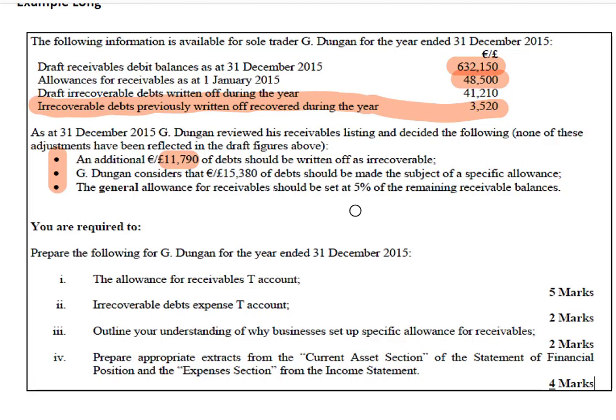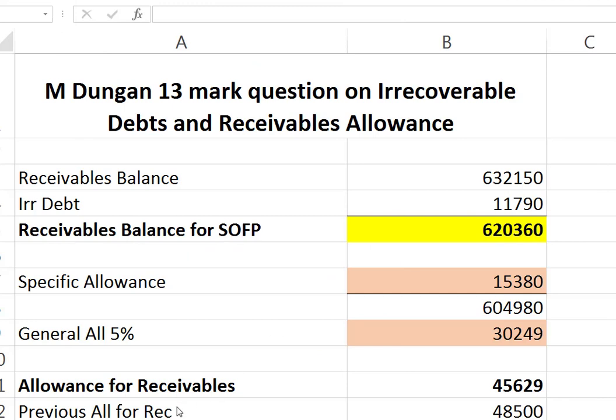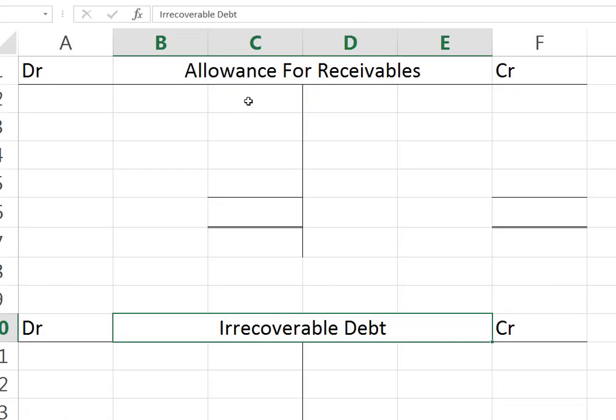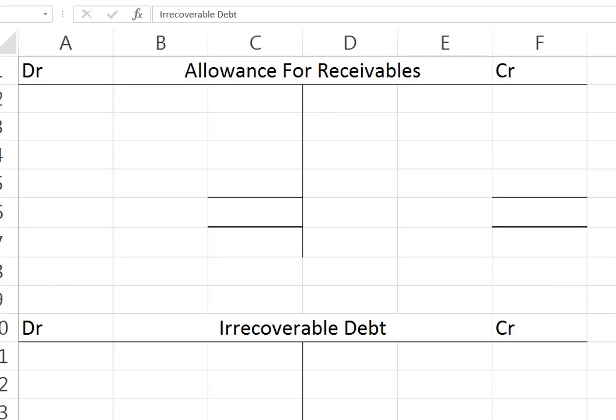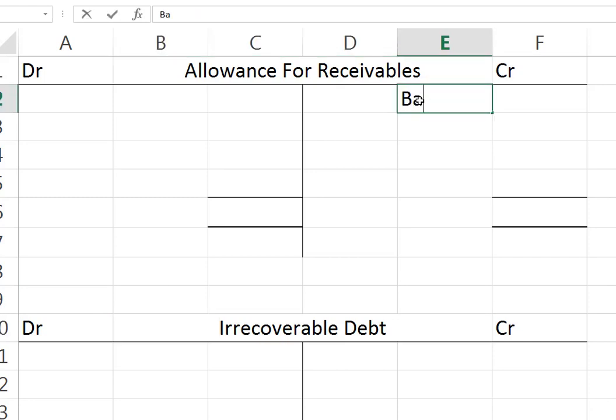So all of those things being the case, now let's go off and have a look at writing up our allowance for receivables account and our irrecoverable debts account. Let's go to our T accounts here, so our allowance for receivables first. Remember what we said before, that an allowance for receivables reduces your asset. So we're going to say the balance carried down is the figure that you started off with, which is the 48500. That was at the 1st of January 2015. That's the first thing that we're going to do.